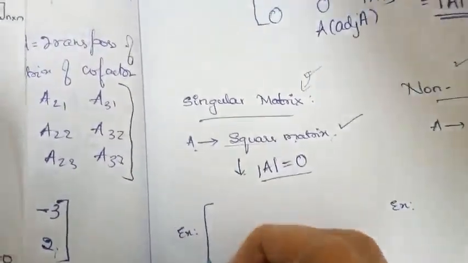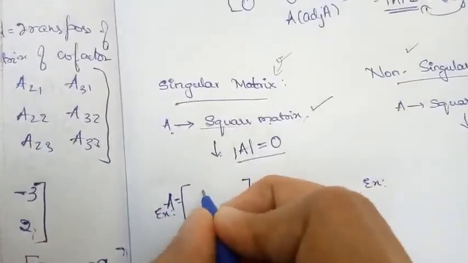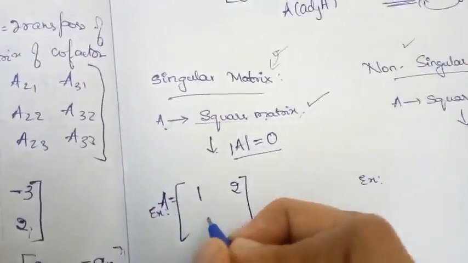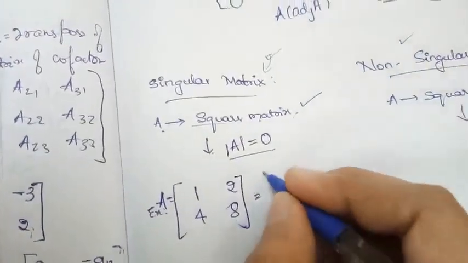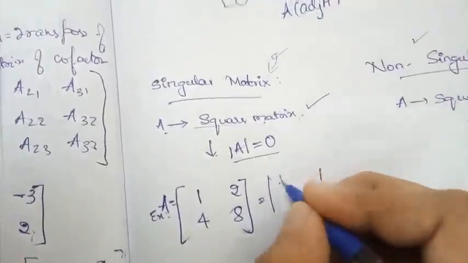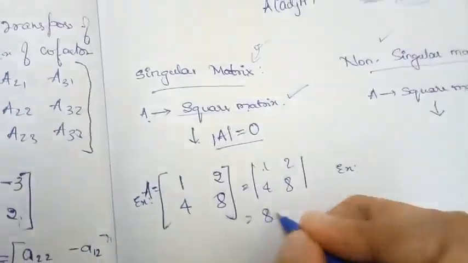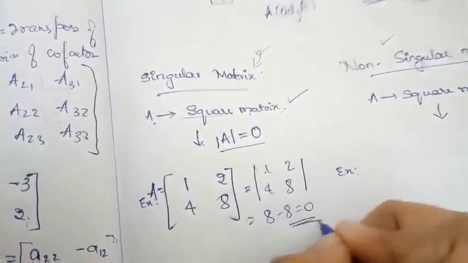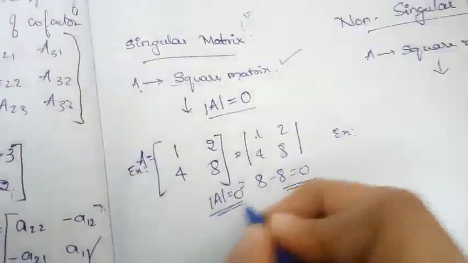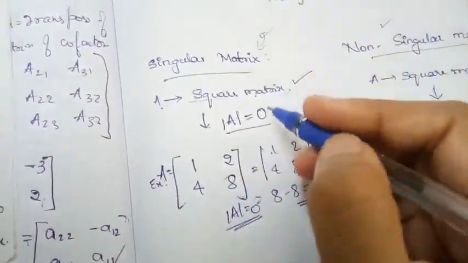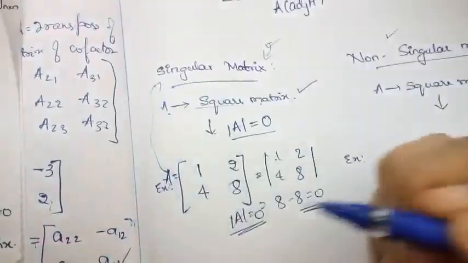For example, consider a matrix A equal to [1 2; 4 8]. If I need the determinant value, what is the determinant of this one? 8 minus 8, which is equal to 0. Then the determinant of A is equal to 0. So the determinant of A equal to 0 means this matrix A is a singular matrix.